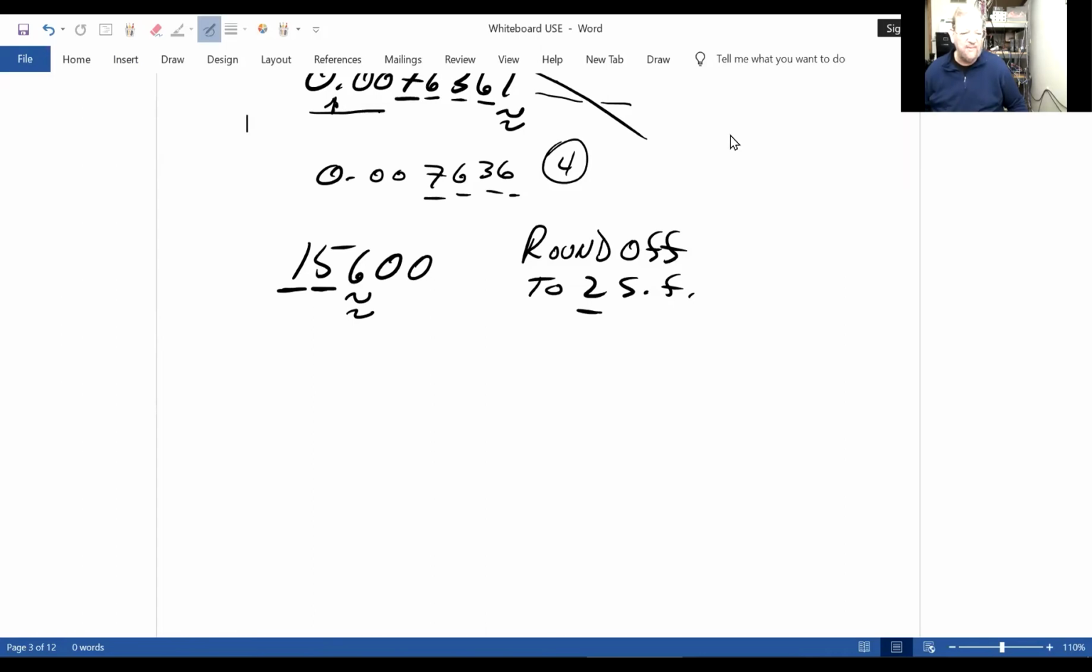Now, when the number is greater than 10, you drop that and everything else afterward, and you convert to zeros. So this would be this number. That's how you do it. Oh, let's do another one.